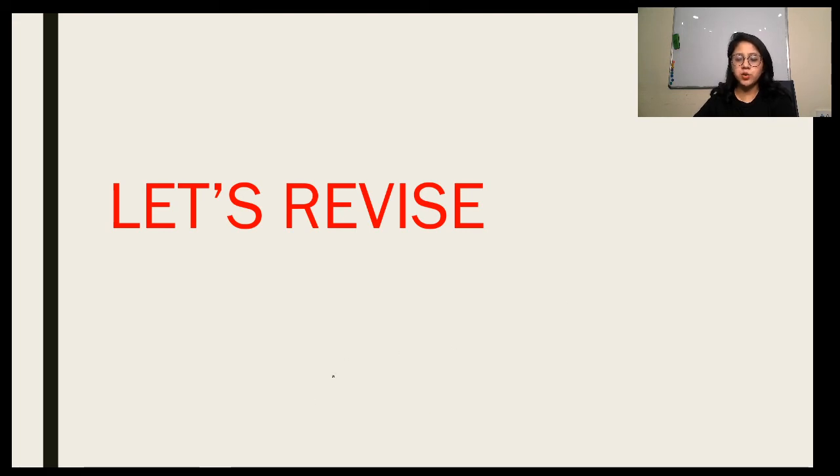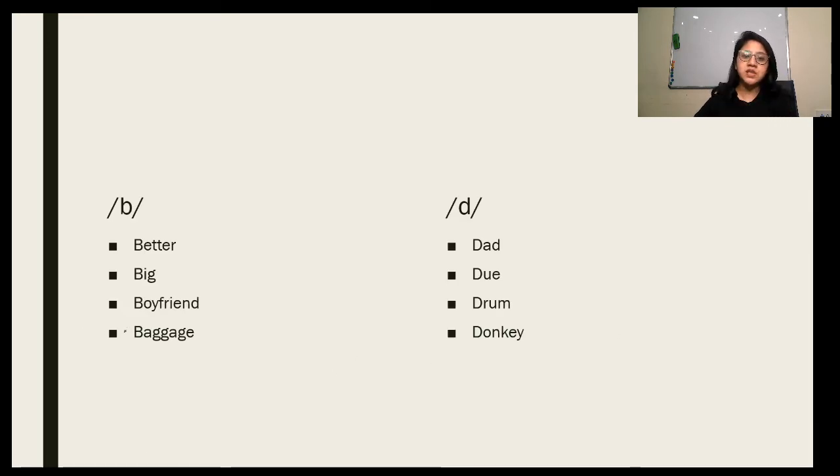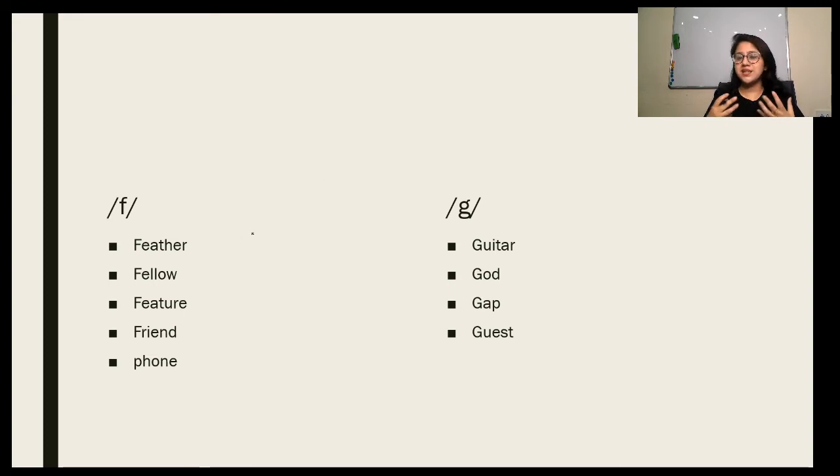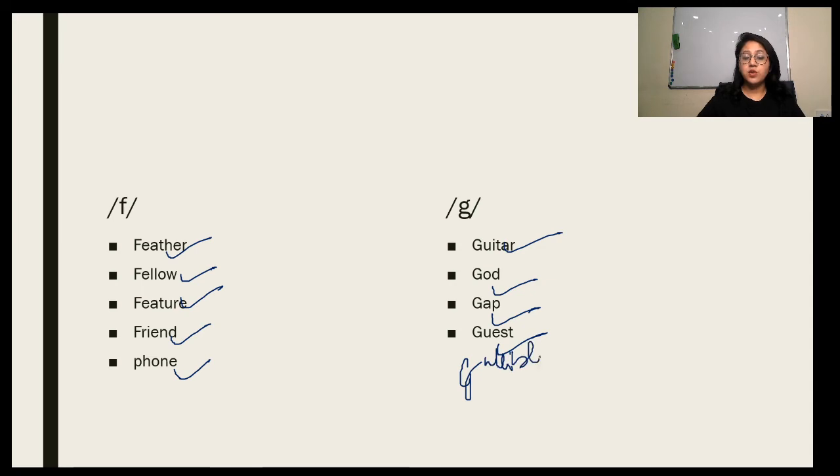Now let's revise. Let's do a quick review of each one of these. So early in the day, we did b and d, which I've already covered right now for you. So I won't be doing this, but I'll definitely do the f and g. Again, they don't sound exactly the way I am pronouncing them here, because in the phonemic charts, they come just with a certain vibration. But actually, the sound definitely is f and g. So it's important to understand the feather, fellow, feature, friend, phone, guitar, god, gap, guest, gullible. So the one is the f sound and the other is the g sound.